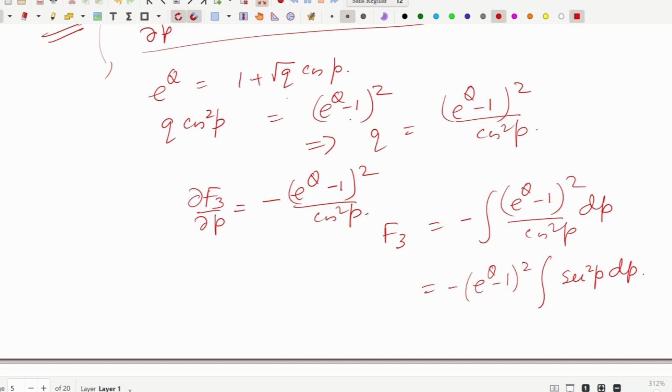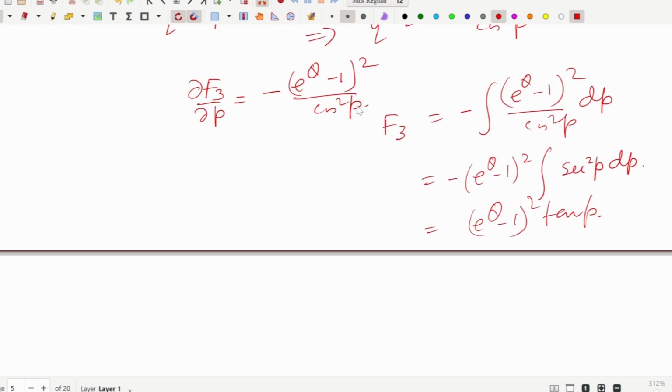And that is the integration of sec square p, which is tan p. So this will be minus e to the power Q minus 1 whole square tan p. Okay. So this is the generating functional.